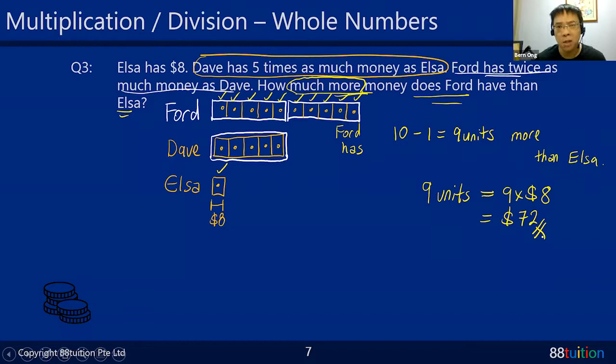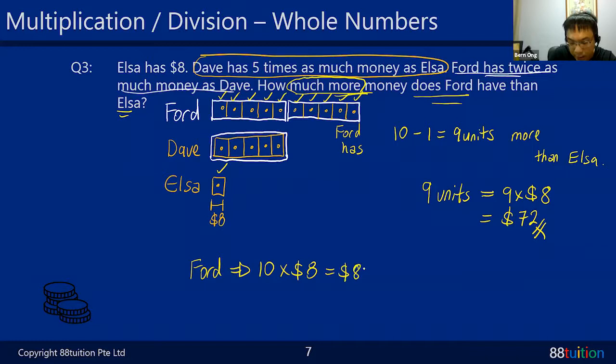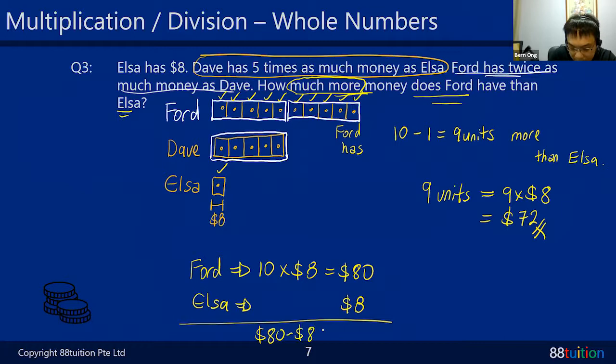Some people say, I don't want that, I want to find Ford first. Okay. Because Ford got 10 units, then you say Ford got 10 units. So you can say 10 times 8 is $80. So Ford got $80. Elsa got $8. Then I have to minus, because how much more? So 80 minus 8 is $72. Yes, it's correct.